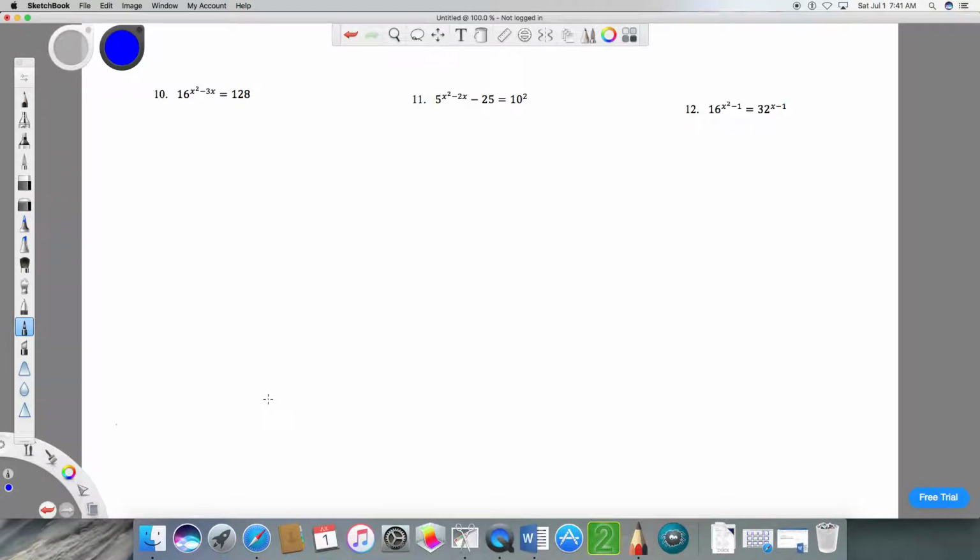Let's take a look at these three problems. They're exponential equations, and we want to solve each equation for x. We're going to use properties of exponents and the fact that exponential functions are one-to-one functions in order to solve these. So on number 10, we can try to rewrite each of these to have the same base.